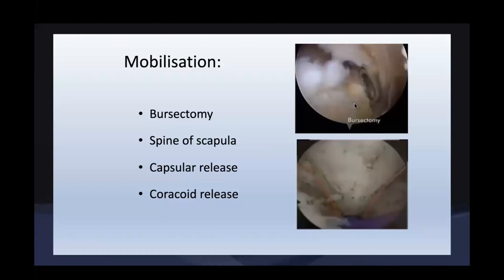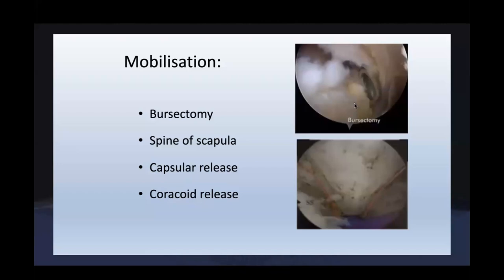So first, like I said, to repair any cuff, you need to have adequate field of visualization. That has to be brought under control by adequate control of bleeding. Secondly is, you need to mobilize tissues in order to get them back to where you want to place them. So that has to be done in a stepwise manner. So first, what we would do is a bursectomy. Now, bursectomy can be of two types. You can either have a subacromial bursa, or you can have a subdeltoid bursa.